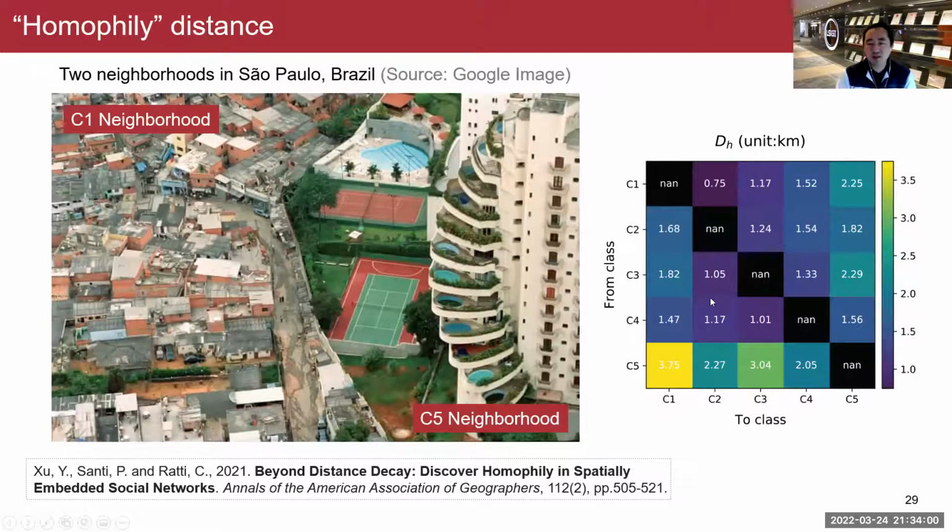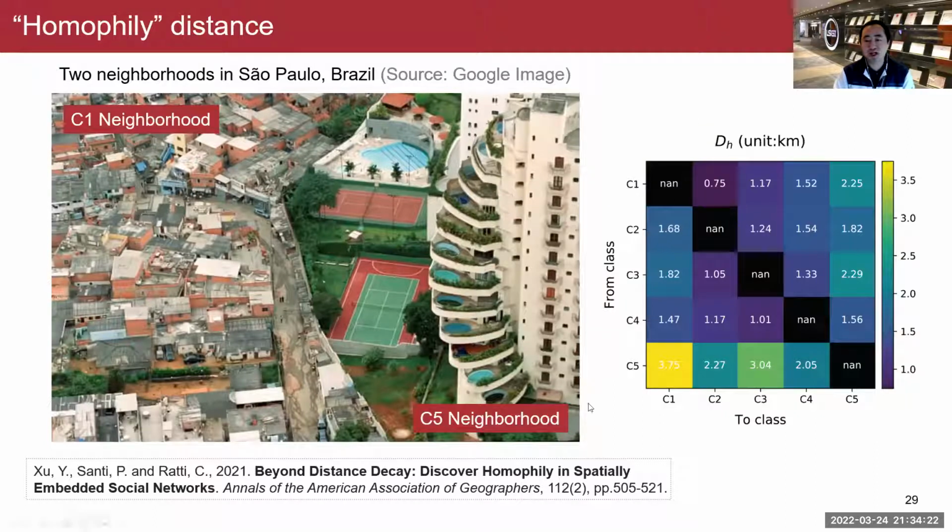Even though we do this in Singapore, I want to borrow an example, a nice picture from two neighborhoods in São Paulo, Brazil. For instance, you have a poor neighborhood and a rich neighborhood in a city. They are even very close to each other, but does it mean that they have a very high level of communication, interaction patterns either over phones or in physical space? That might not be the case.